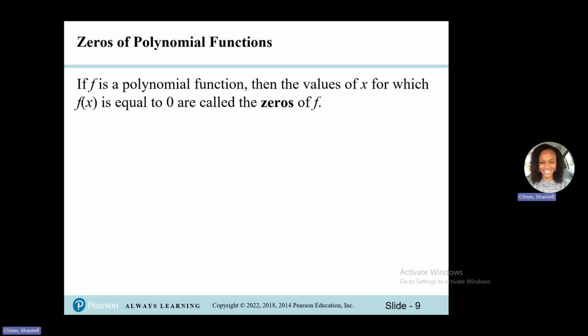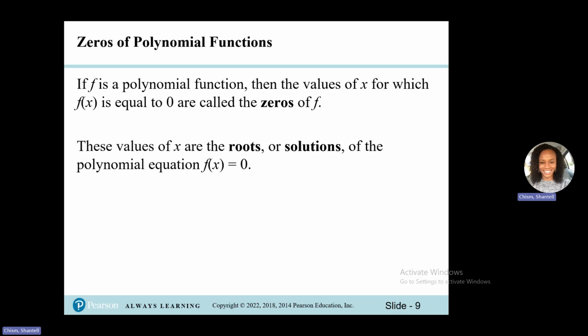Okay, so if f is a polynomial function, then the values of x for which f of x is equal to zero. So basically, when you take the function and place it equal to zero, you create an equation. When you solve for those values of x that make that equation true, those solutions are called zeros. So zero is another name for a solution of the equation. So these values of x are called the roots or solutions of the polynomial equation. So roots is another name.